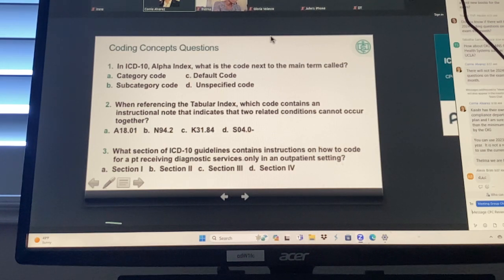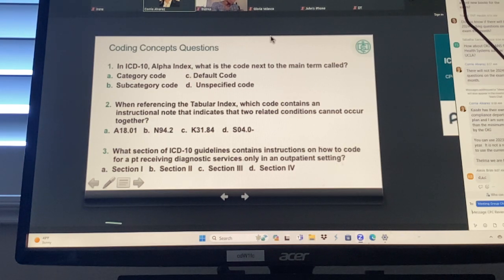For number 2, the only way you can answer that question, I think, unless someone has a better idea, is you have to look each one up in the tabular index to see which code contains an instructional note that the 2 can't be related to occur together. So that would be an exclude note. And so in that, you'd have to look up each one in the tabular index. And that answer is B as in boy. And number 3 is also D. Section 4 is for diagnostic services only in an outpatient setting.